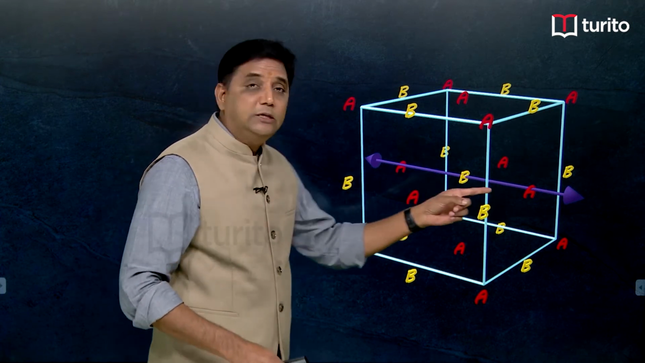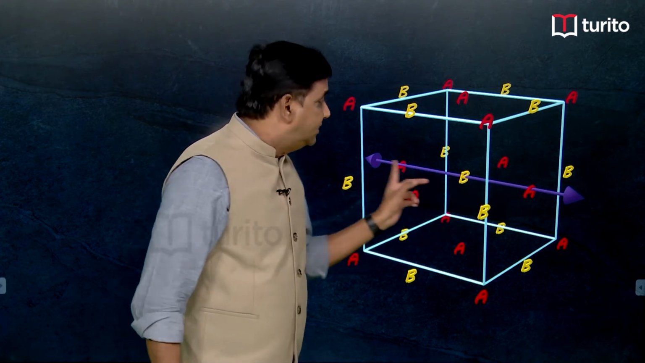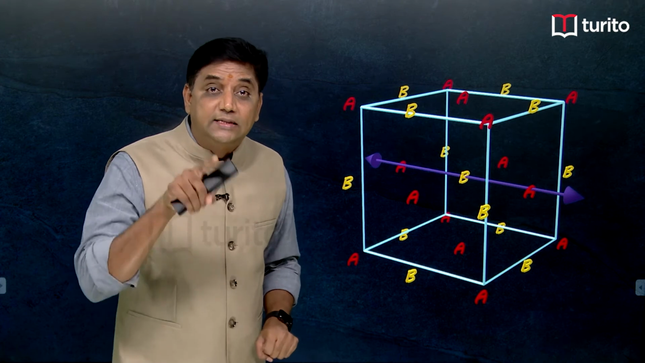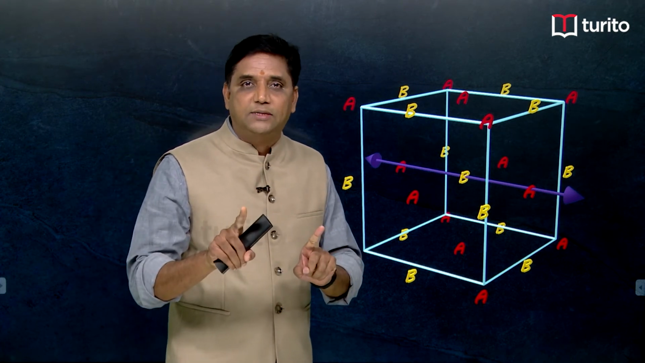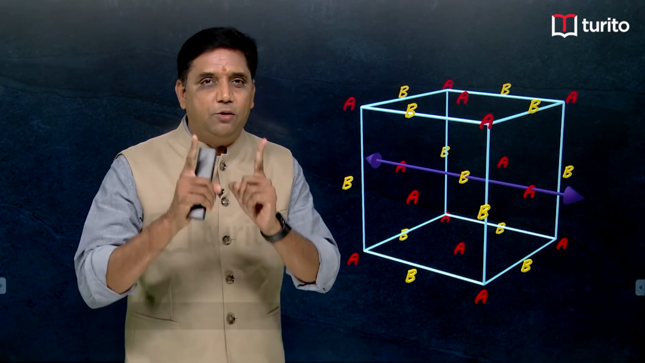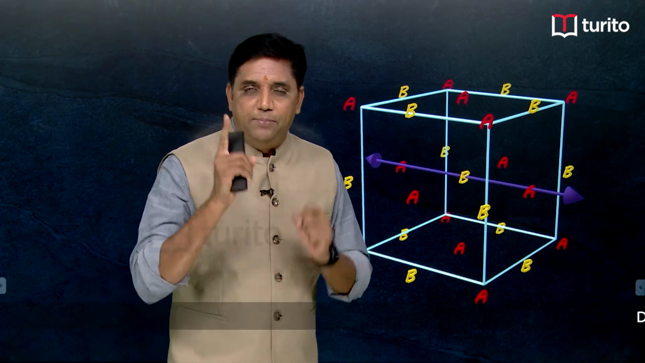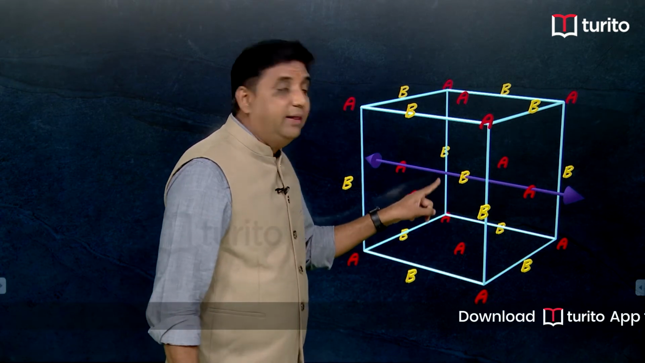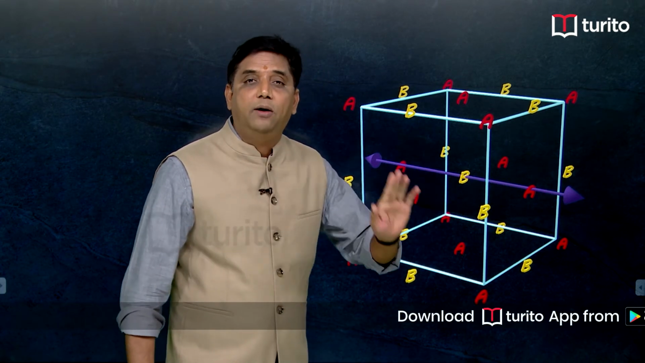Actually, truly speaking, you can remove the B also along this axis. But he is not asking about all the atoms, he is saying only the face centered atoms. That means you are answering the question, students. You have to keep it in memory. See here, only face centered atoms are being removed. We are not removing the atom B, which is present at the body center.